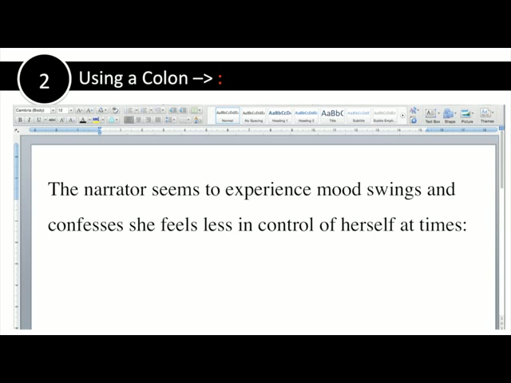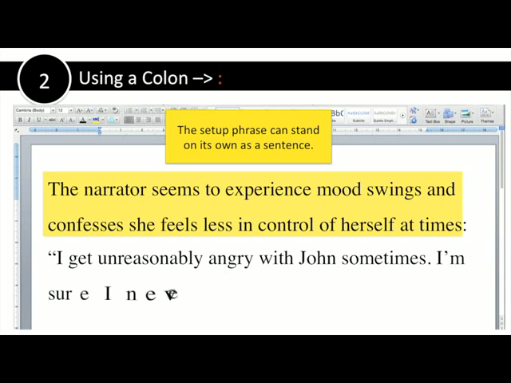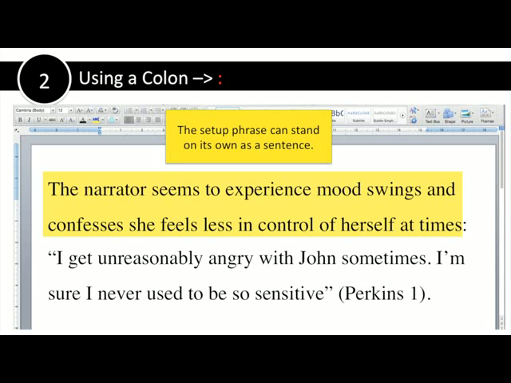Let's say you've just written the following claim. Since this setup phrase can stand on its own as a sentence, you can put a colon after the phrase and before your quote that proves your claim, like this. It's helpful to think of the colon as a punctuation mark that acts more like an equal sign. The phrases on both sides of the colon work together to make the same point.